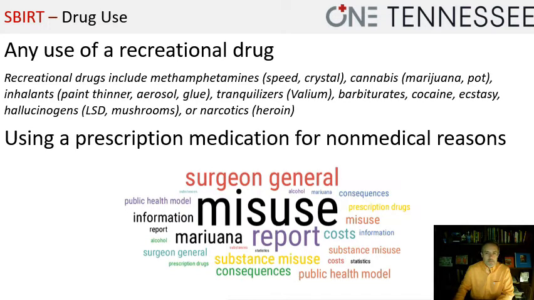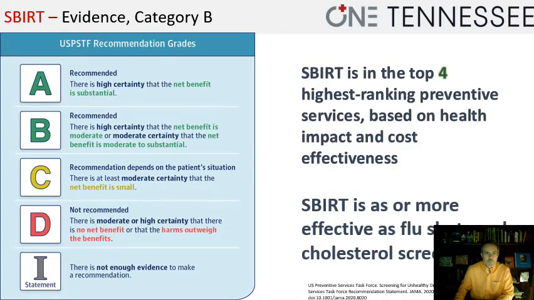When looking at SBIRT in terms of evidence, it's a category B. So what that means is SBIRT is in the top 4 highest ranking preventative health services available based on health impact, cost, and overall effectiveness. SBIRT is as or more effective as flu shots and cholesterol screenings in terms of health benefit.